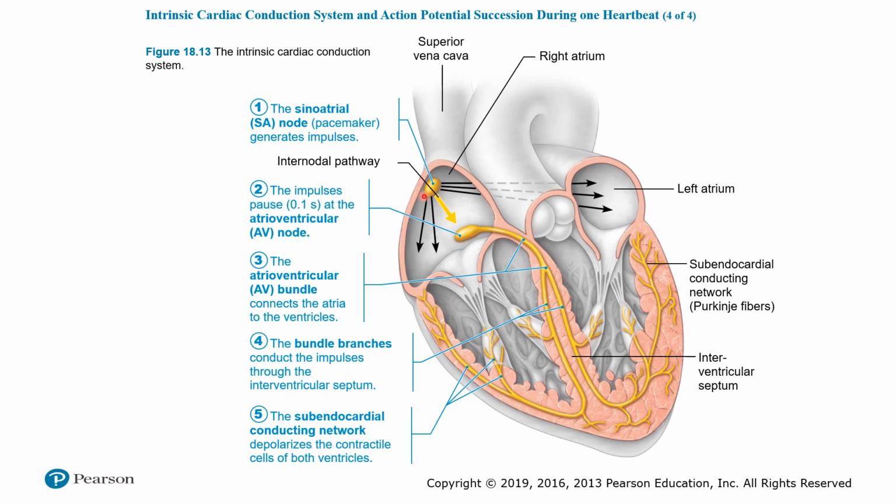And if the SA node is not working properly for some reason, then the AV node takes over. But its intrinsic rhythm is less compared to the SA node. It is between, I think, 50 to 60 beats per minute. But if the SA node is functioning, then the AV node cannot take over. Similarly, all of these parts have an intrinsic rhythm, but as we move from here to here, it gets slower and slower. Now let's go to our anatomy lab.